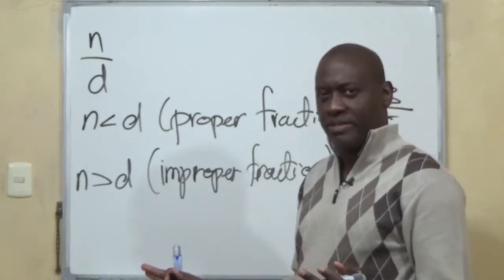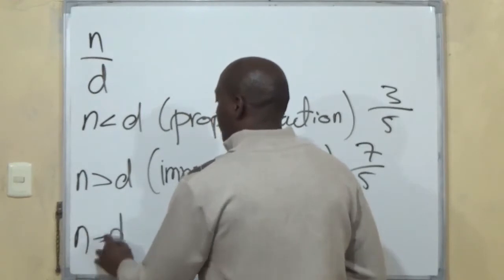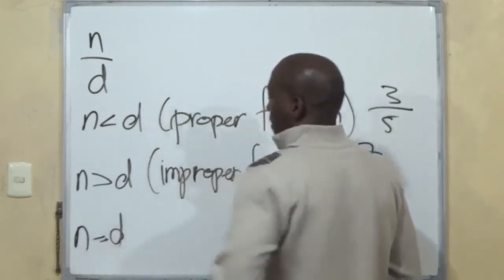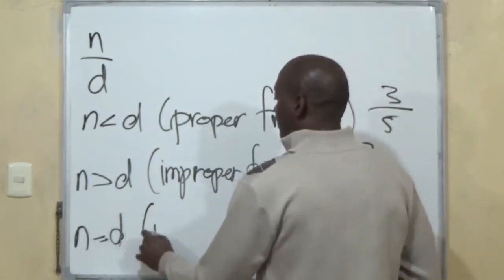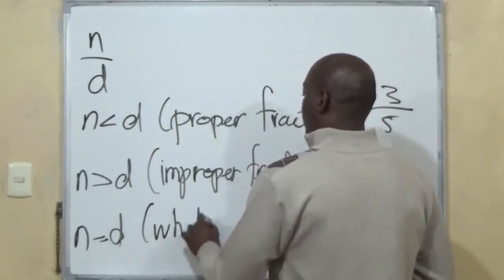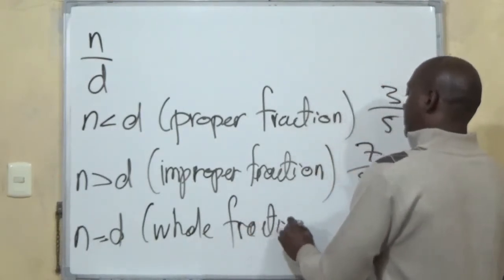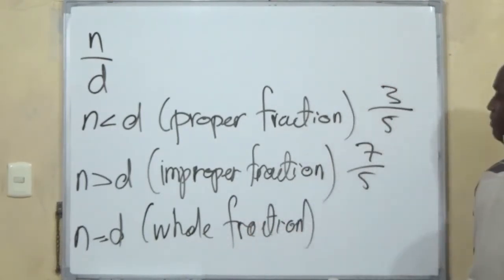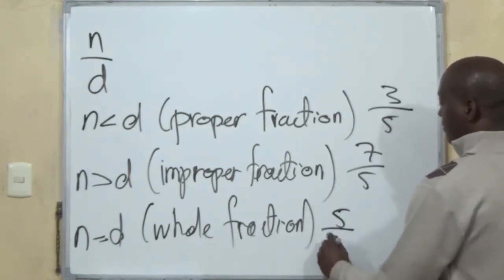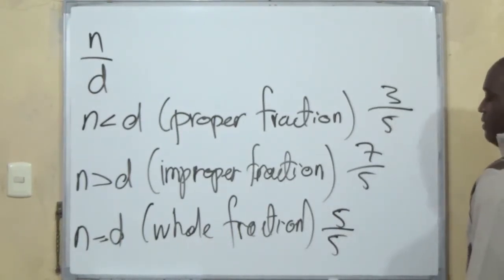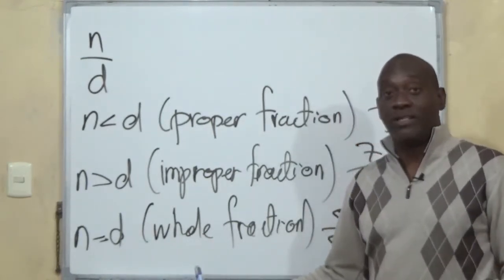What happens, however, when n is equal to d? This is what we're referring to in our discussion as the whole fraction. And if the denominator is 5, then the whole fraction would be 5 over 5. Why don't we have this as a particular type of fraction all on its own?